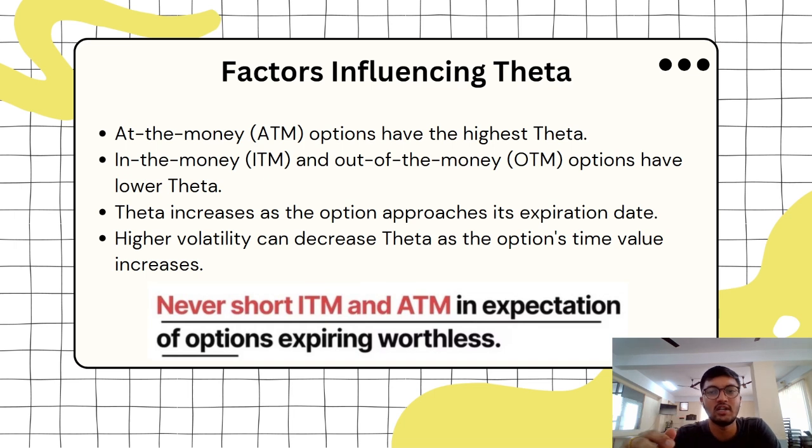That means option sellers make the most amount of money shorting out of the money contracts where the time to expiry is far. This is how we sum up theta. Theta increases as the option approaches its expiration date. Higher volatility can decrease theta as the option's time value increases.